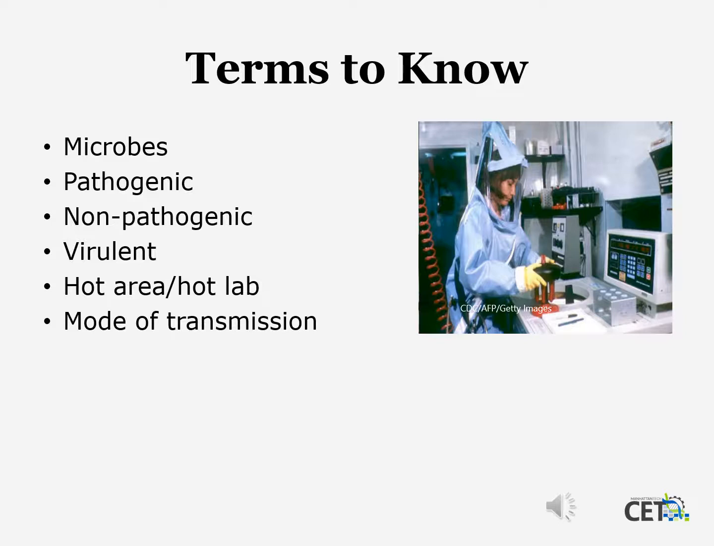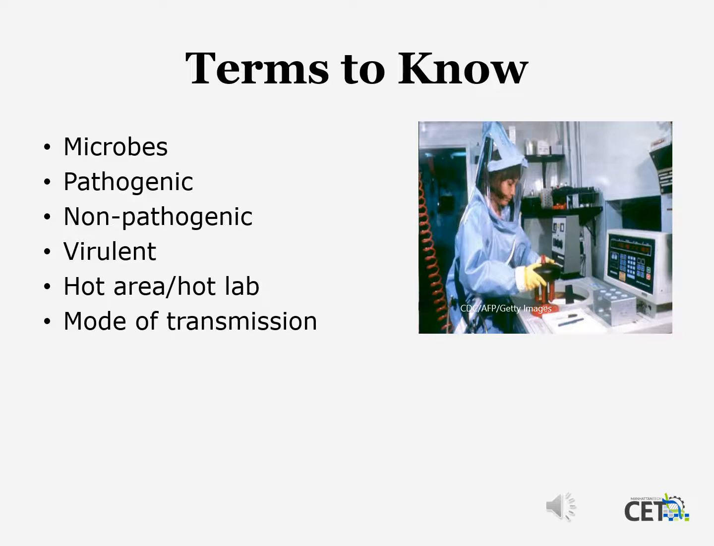Lactobacillus is an example of a non-pathogenic bacteria. That's the bacteria we find in our yogurt. There are bacteria that have strains that are pathogenic, E. coli, the E. coli that we hear about when food is recalled. But E. coli is also found in our gut. It's a good bacteria there. It's non-pathogenic.